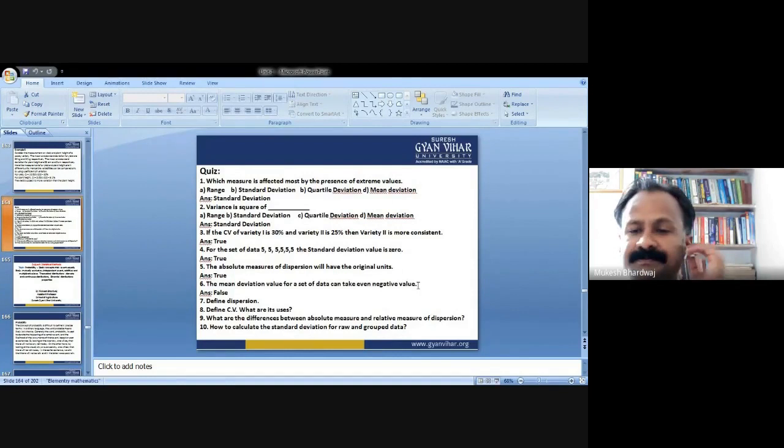Define dispersion. Define coefficient of variation. What are its uses? What are the differences between absolute measure and relative measure of dispersion? And the last is how to calculate the standard deviation for raw and ungrouped data. So kindly write the solution by taking appropriate examples.